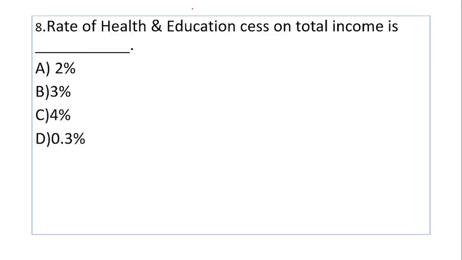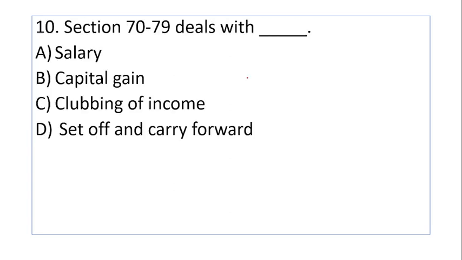The next question, that is the 8th question, actually the 9th question: the rate of education cess on the total income is. Pause it and try to answer it yourself. It's a really easy question. That is option C, 4%, education cess. Here is the right answer.